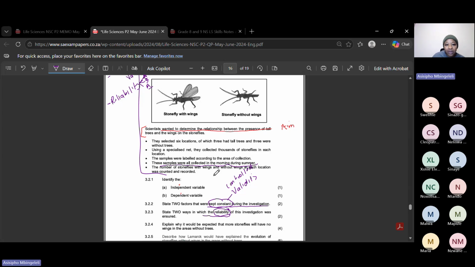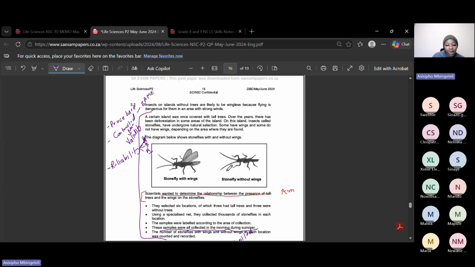Another thing that they will ask is your conclusion. Your conclusion will be based on the aim and the results. Now, this is obviously a Lamarck evolution, Lamarck natural selection question here. So there's no data, right? So when you are given an investigation, go back to your aim, look at the diagrams that you are given as a result, or look at the table that you are given.